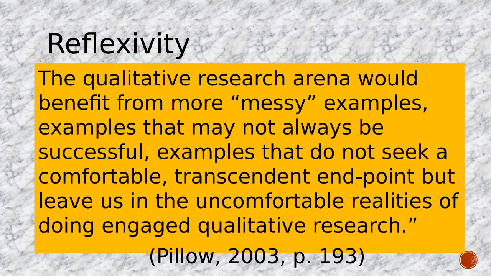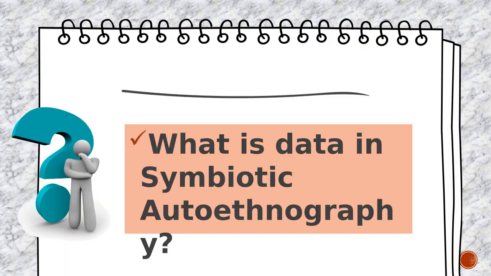So that kind of summarizes very quickly all my seven features of symbiotic autoethnography. On the next couple of slides, I will try to explain a little bit more about how it can be practically used and talk more about practical aspects of symbiotic autoethnography. And the first one is related to data. That is a very challenging topic. What is data generally in autoethnography and what is data in symbiotic autoethnography?